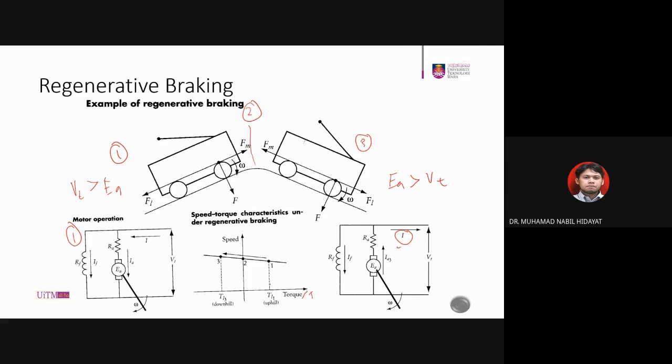Torque and current are interchangeable here, so torque is also negative and current is also negative. Due to the direction of this current, this is what we call generating. It is generating energy and supplying it to the battery.